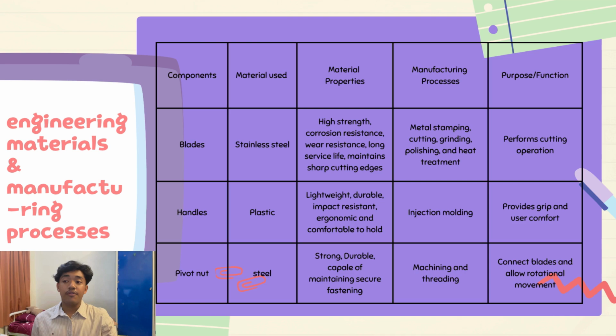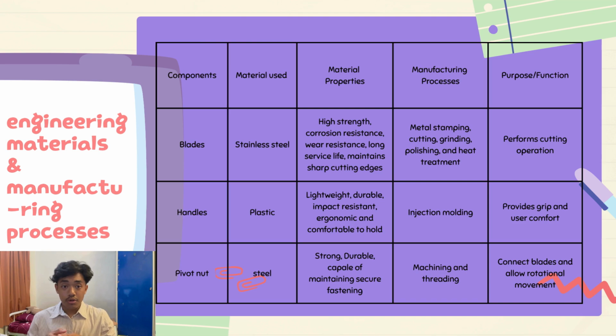And the handles are made out of plastic and it is lightweight, durable, impact resistant, ergonomic and also comfortable for the user to hold. For the manufacturing process, it uses injection molding and the function of it is to provide grip and also user comfort. Last but not least, for the pivot nut, the material used is steel.